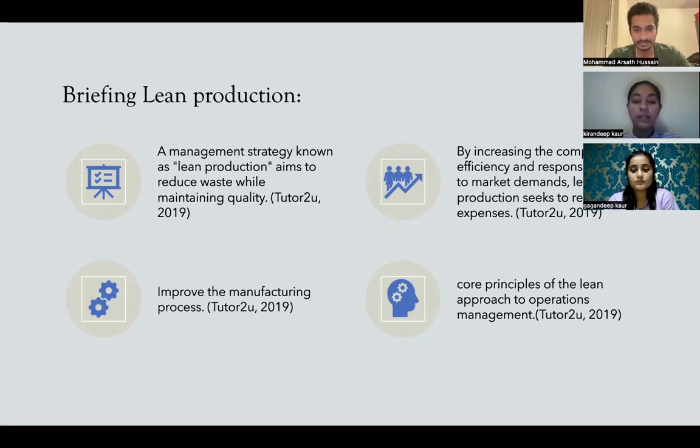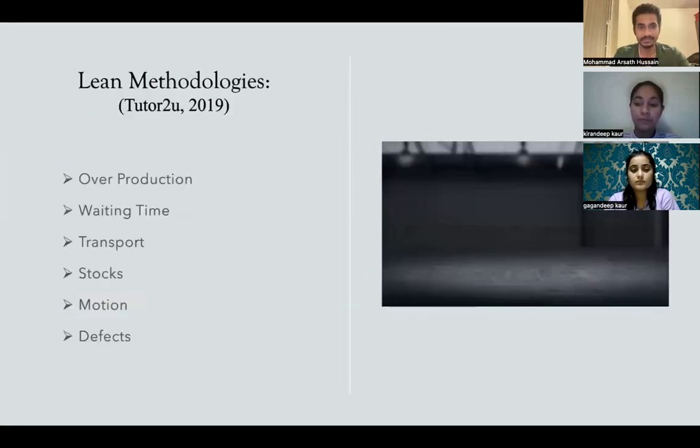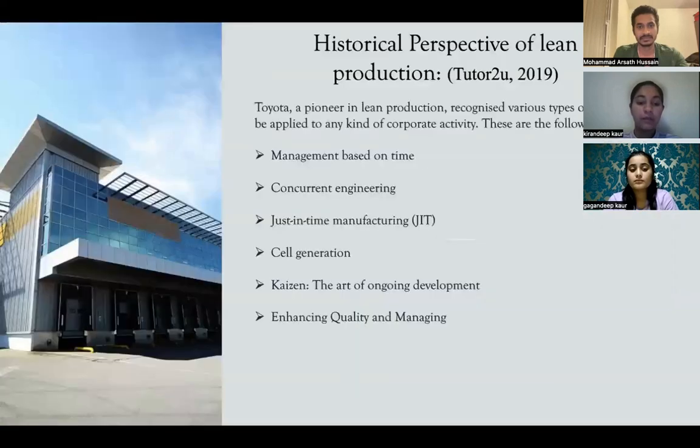So next slide we have lean methodologies. In this we have overproduction, waiting time, transport, stocks, motion, and defects.